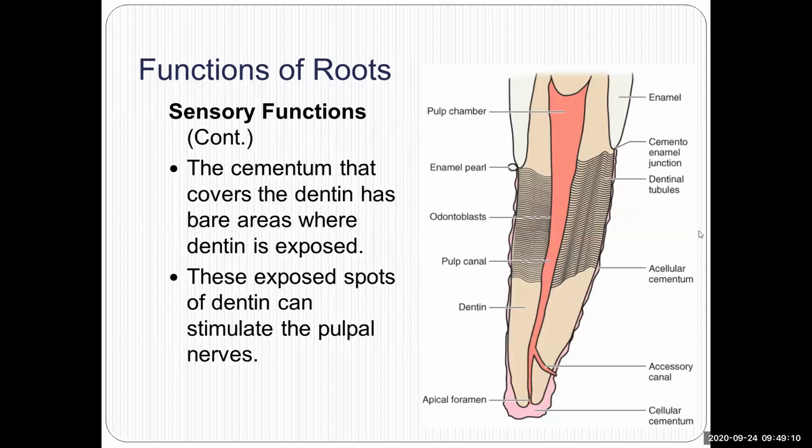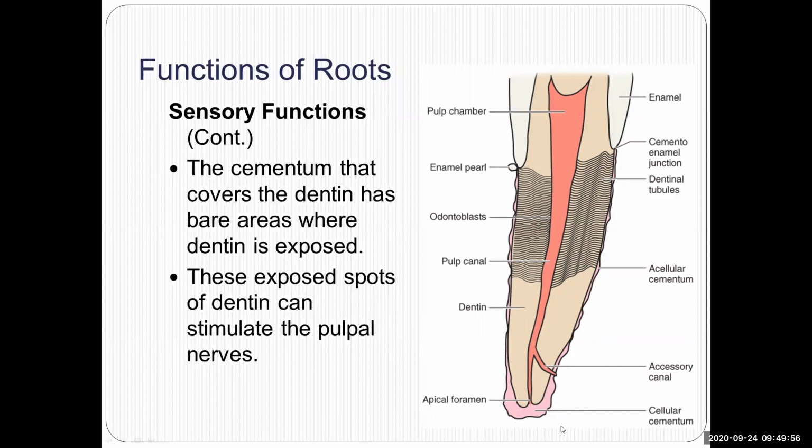So let's take a look at this root surface here. All right, this is an enamel pearl. Remember what an enamel pearl was? Anyway, it's a misplaced clump of enameloblasts. So you've got your central nerve chamber here, okay? You've got it lined in odontoblasts. These are your dentinal tubules that go out to the outer surface of the cementum. And when that cementum is worn away, these tubules are exposed, which allow for the transmission of sensation.